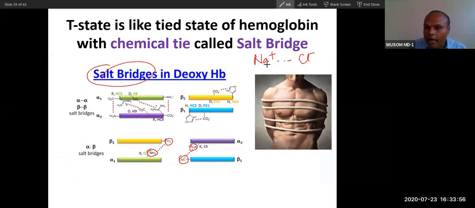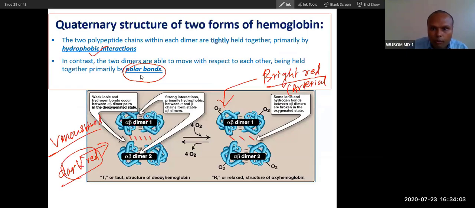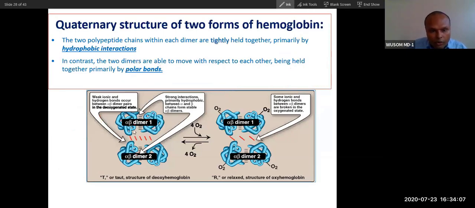So here you can see ionic bond, we call it ionic bond. This is called a salt bridge. These ionic polar bonds are called salt bridges. So there is a salt bridge between this alpha beta dimer. This salt bridge will be broken when oxygen binds. That is what you have to remember.